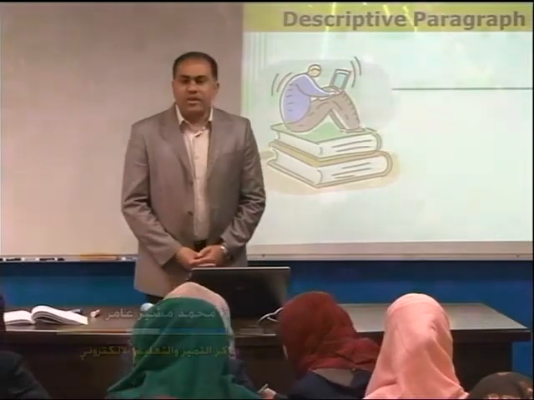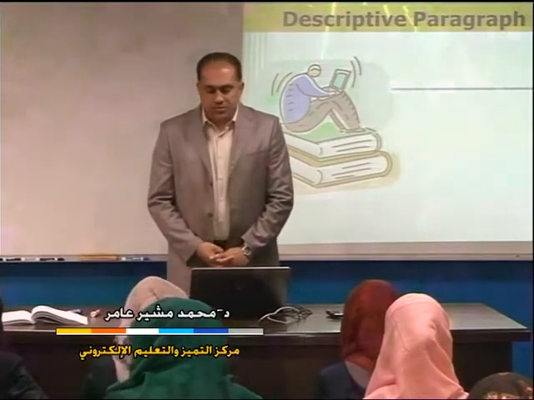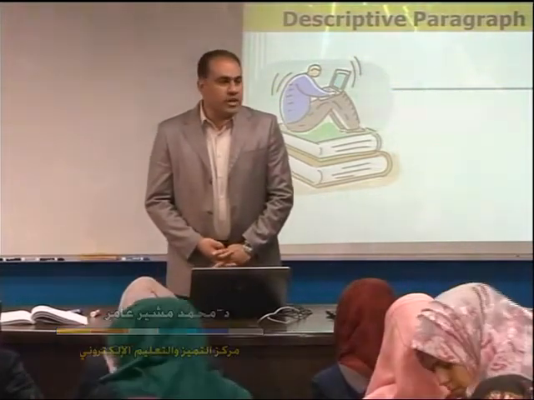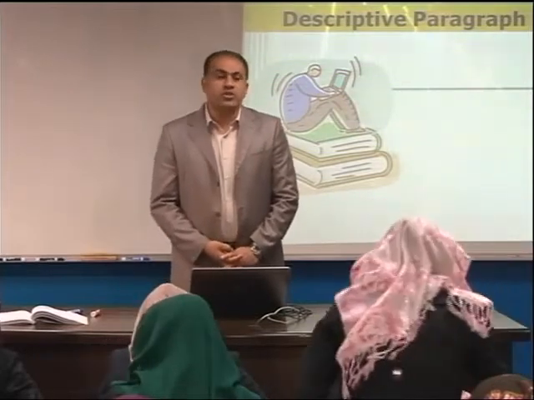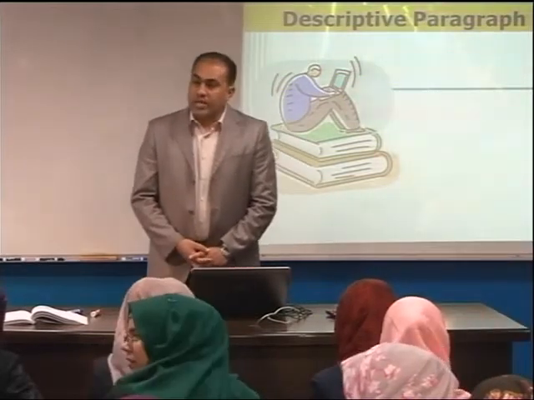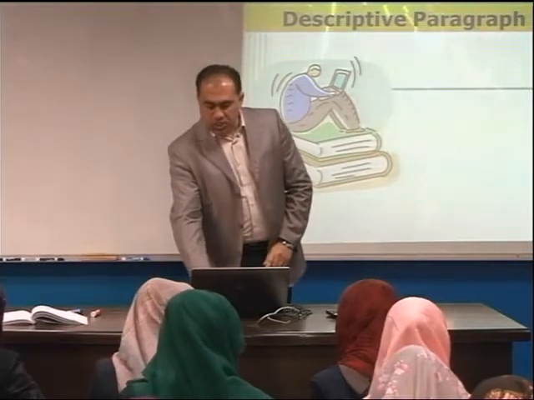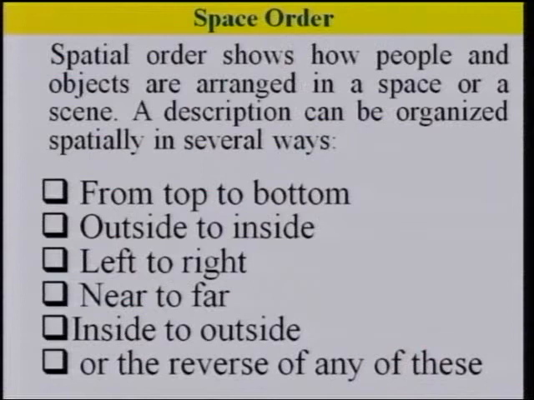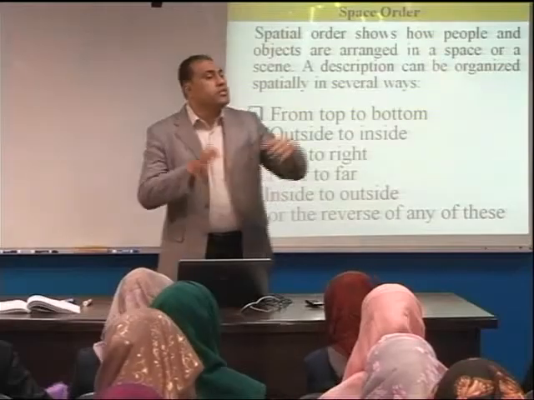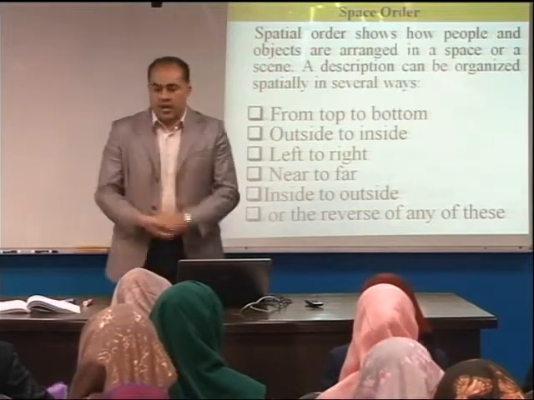Very good. Alright, let's continue talking about descriptive paragraphs today. Last time we addressed some of the features of good descriptive writing. Today we continue, talking especially about describing places, what we call spatial order, that is to say describing a location or describing a place. It shows how people and objects are located, situated, and arranged in a space, in an area, or a scene.